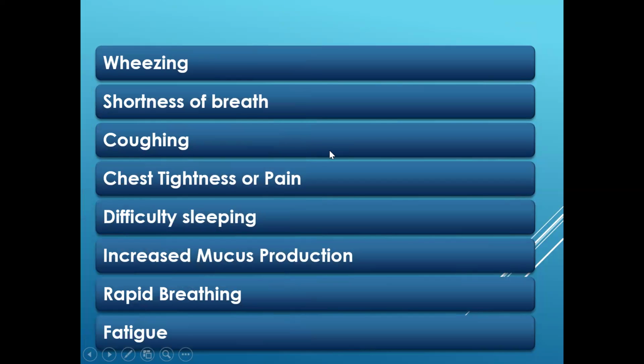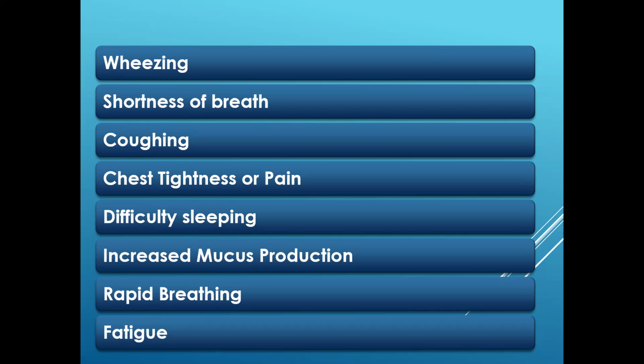Signs and symptoms of asthma. One is wheezing. Wheezing is a high-pitched whistling sound that occurs when breathing, particularly during exhalation. It is caused by the constriction of the airways and is a common indicator of asthma. You'll be hearing it as the person breathes, because it occurs more during exhalation, when the person wants to breathe out.